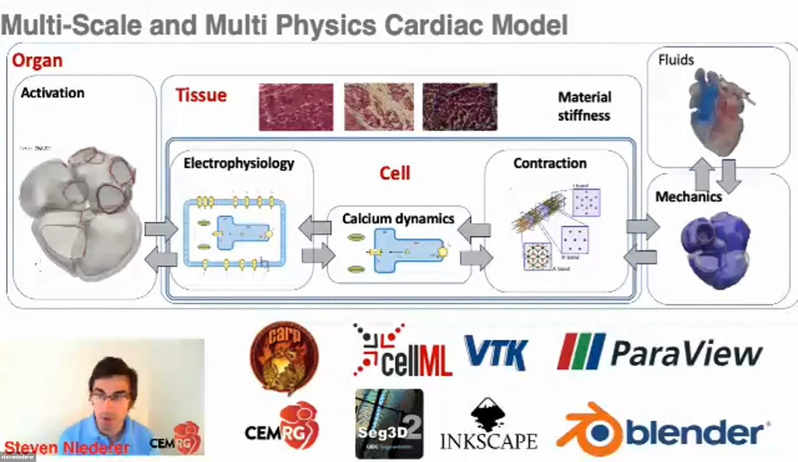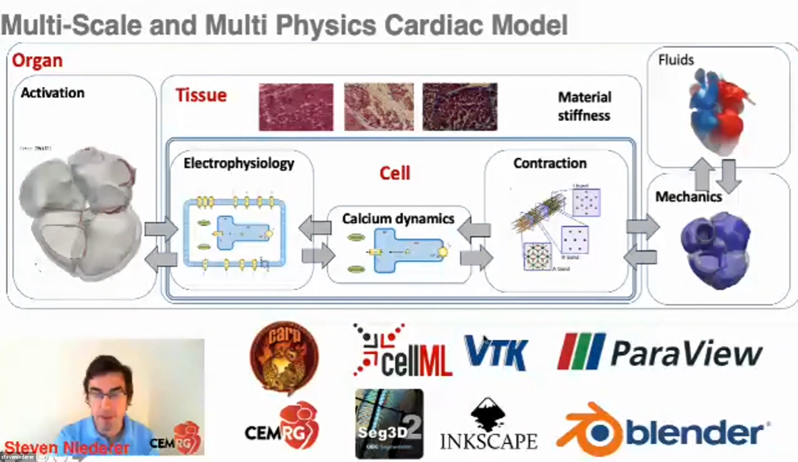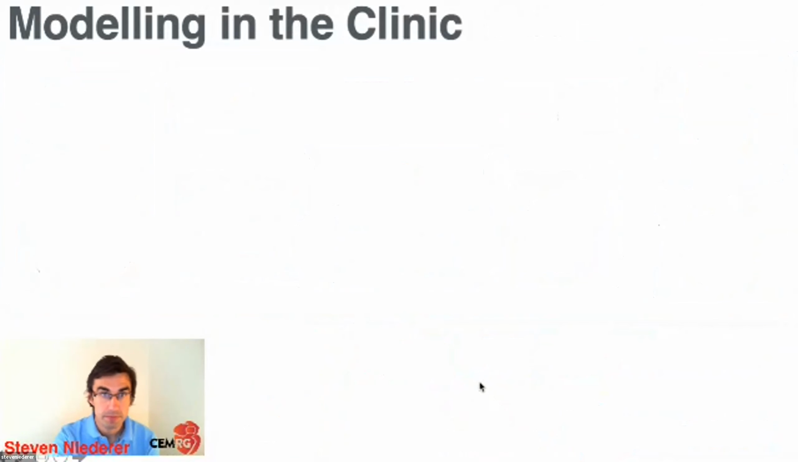We have CARP, which we work with Gernot and Ed on. We have CMISS, CMGUI, which is the software from our group, which we use for making the models. We use Seg3D quite a lot for processing the images, which comes from Utah. CellML for encoding the cell models, as well as ParaView, Blender, Inkscape, and VTK for visualizing our results. This gives an overview of the software platforms that we're using for creating our models.